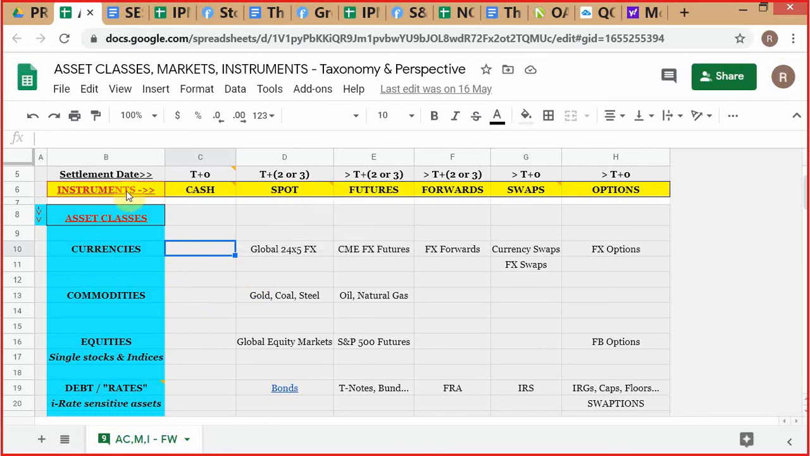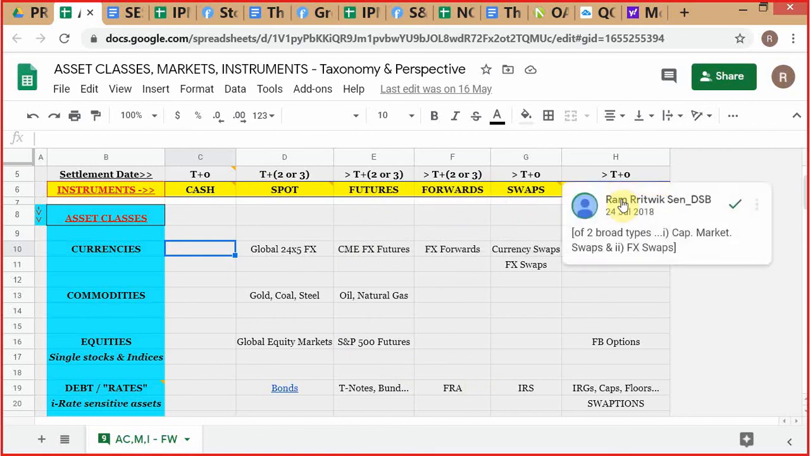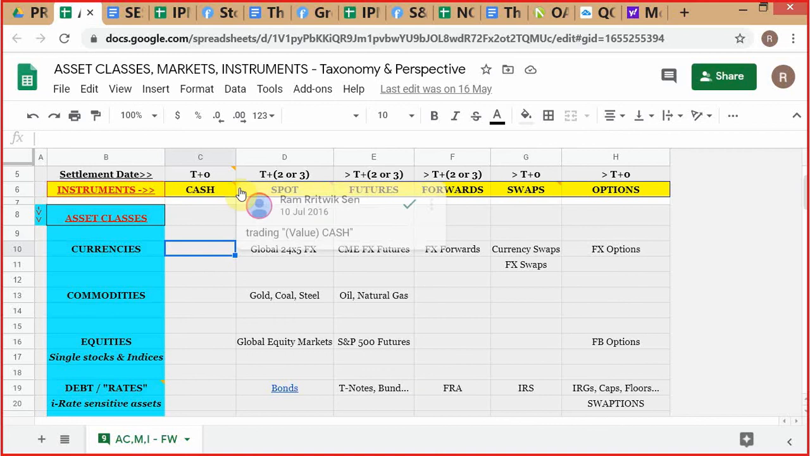You're already familiar with contracts from your contract law sessions, right? A contract will have certain contract terms, and those are negotiated between the parties. So what is the difference between spot, futures, forwards, swaps, options? Think of these as different types of contracts. Since there are different types of contracts, they have different types of features, different types of terms.